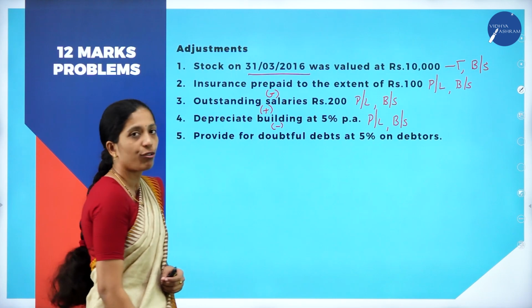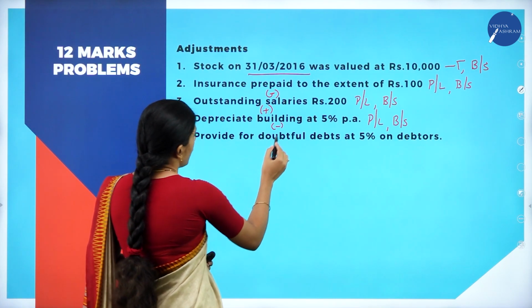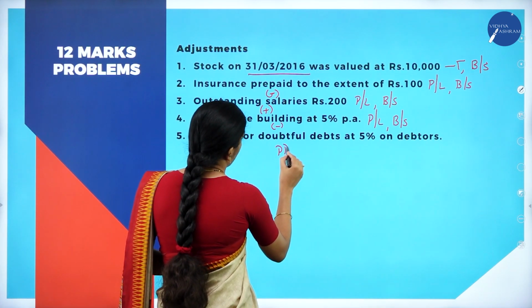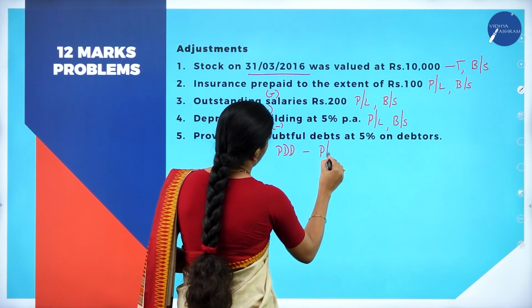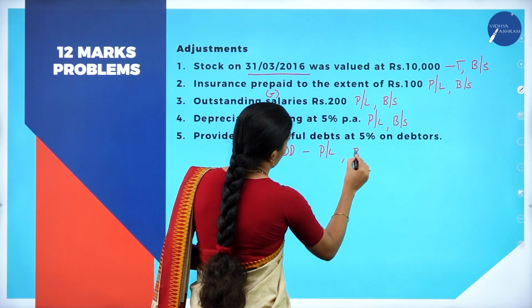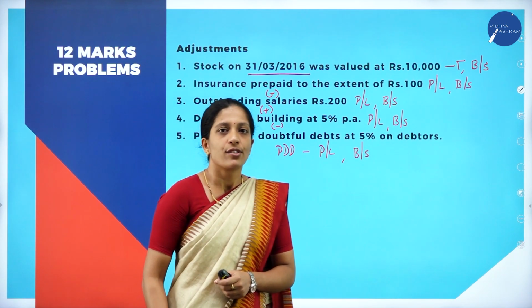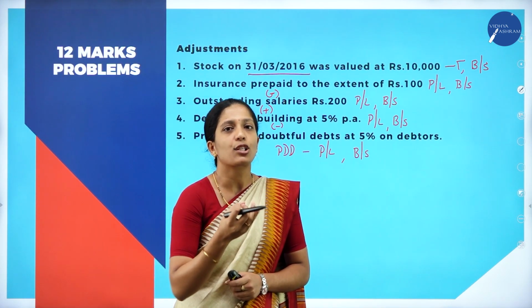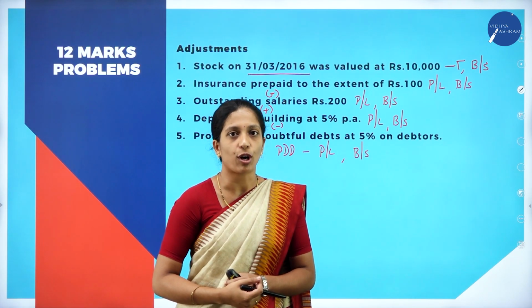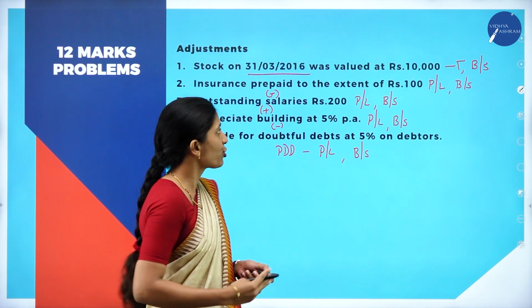Next, provide for doubtful debt at 5% on debtors. So this is nothing but your PDD. So we'll record in your P&L account and minus in the balance sheet from the debtors. So hope you are clear about the question. So this is how we have to record. Next, we shall start solving the problem. Now we shall begin with the solution.